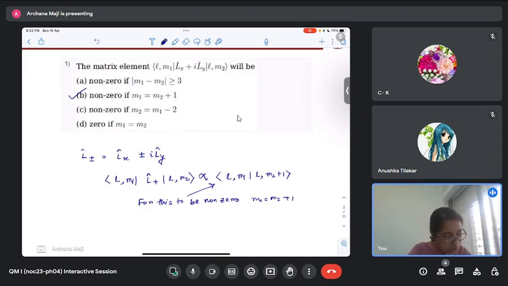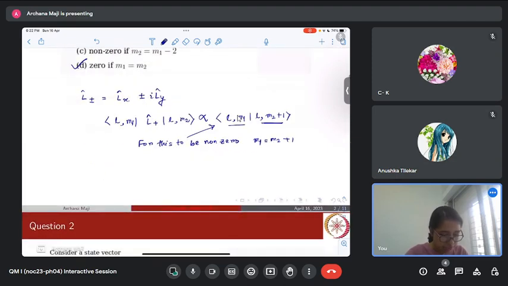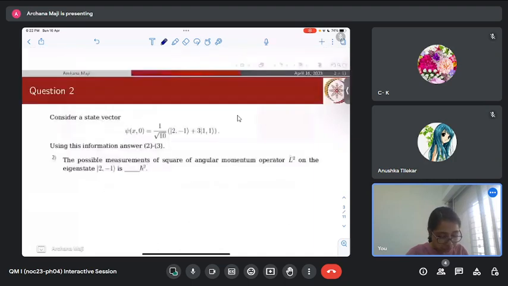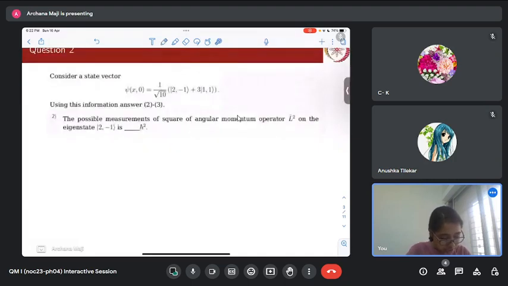And if m2 equals m1, then this matrix element will be 0, right? If m1 equals m2, then of course these two states are different and these are all orthonormal. So that's why if m1 equals m2, that matrix element is 0. Fine. Consider this state. Using this information, answer the next two questions.